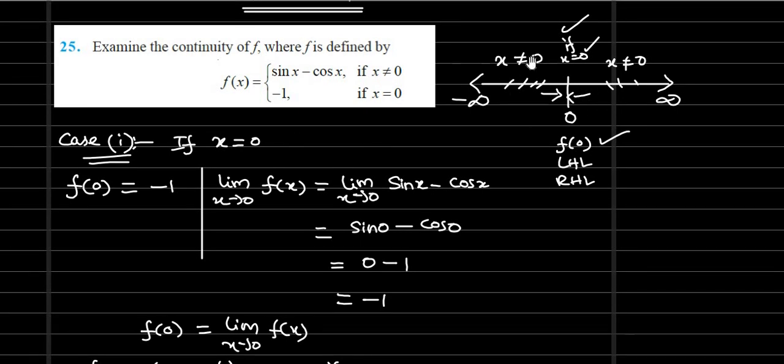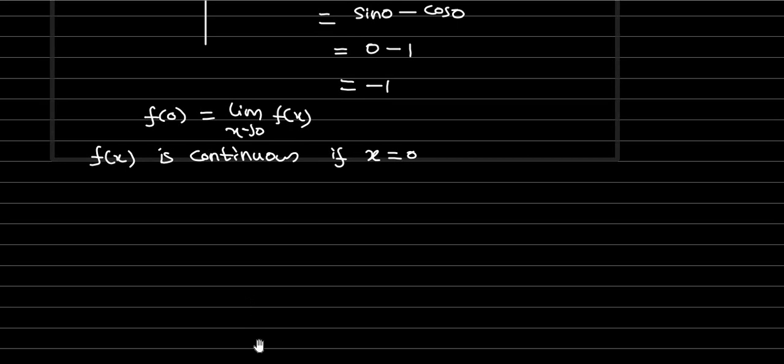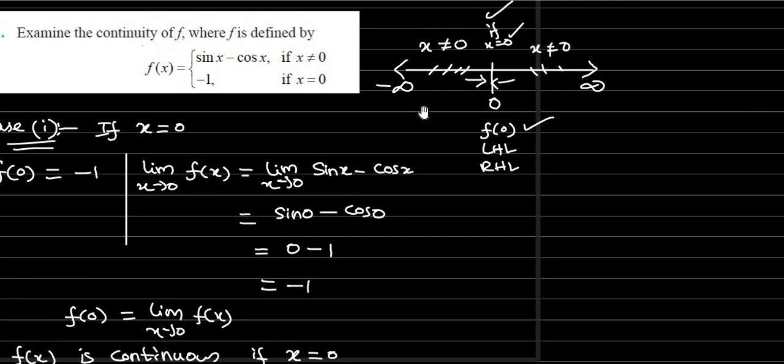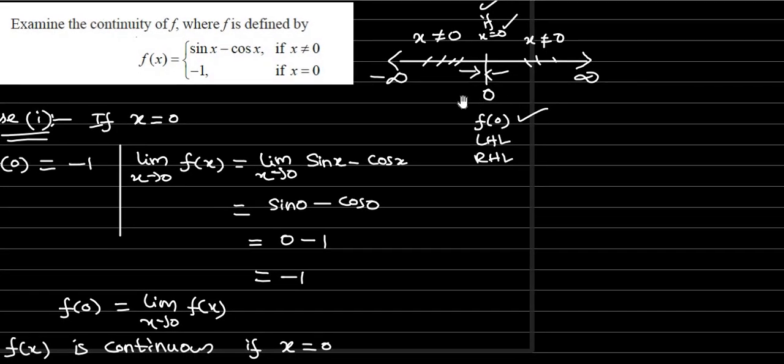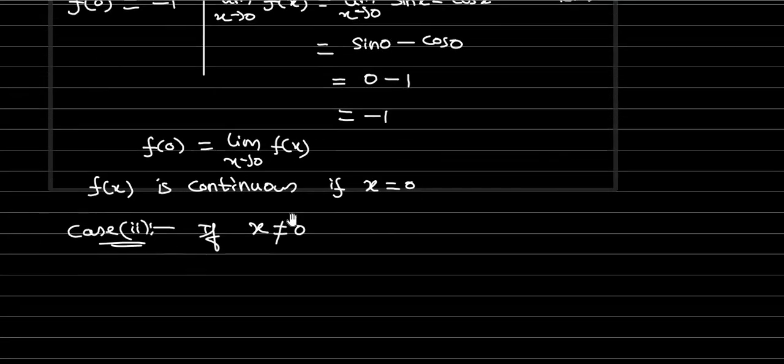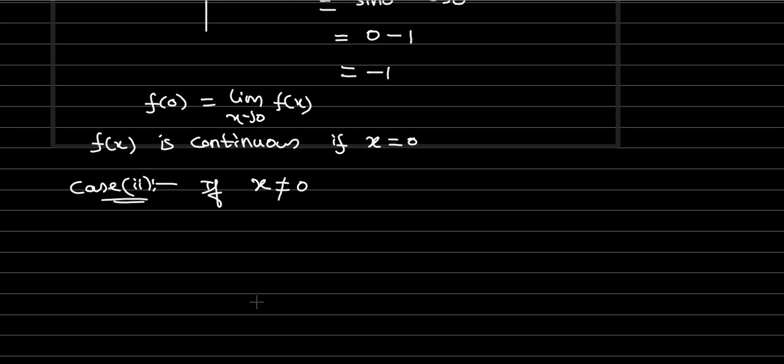For the other real values, where x is not equal to 0, we are going to check in case 2. In case 2, what is the condition that we are going to take? If x is not equal to 0. Now throughout the real line, if x is not equal to 0, how many real values do we have? Infinite real values, no?